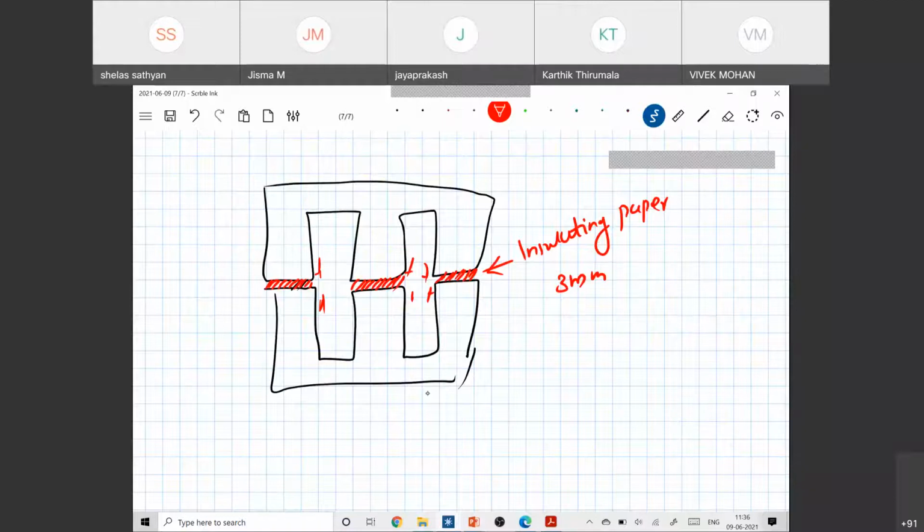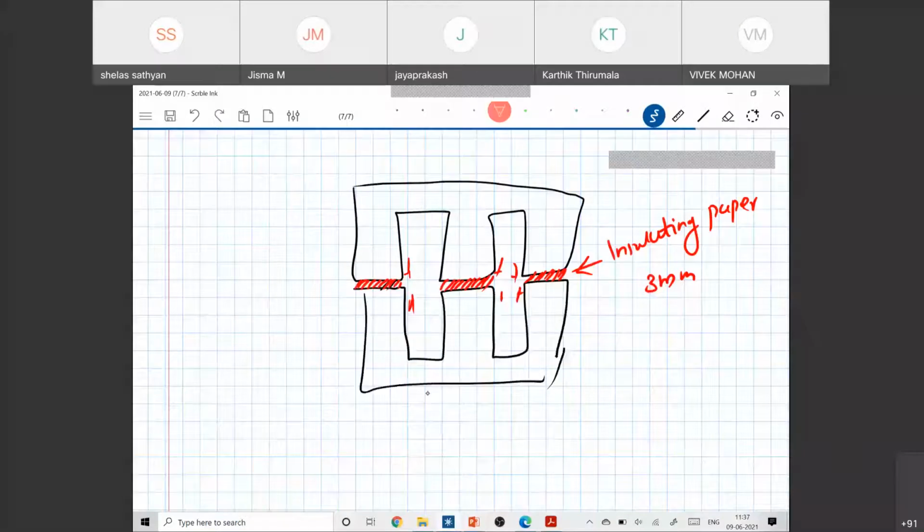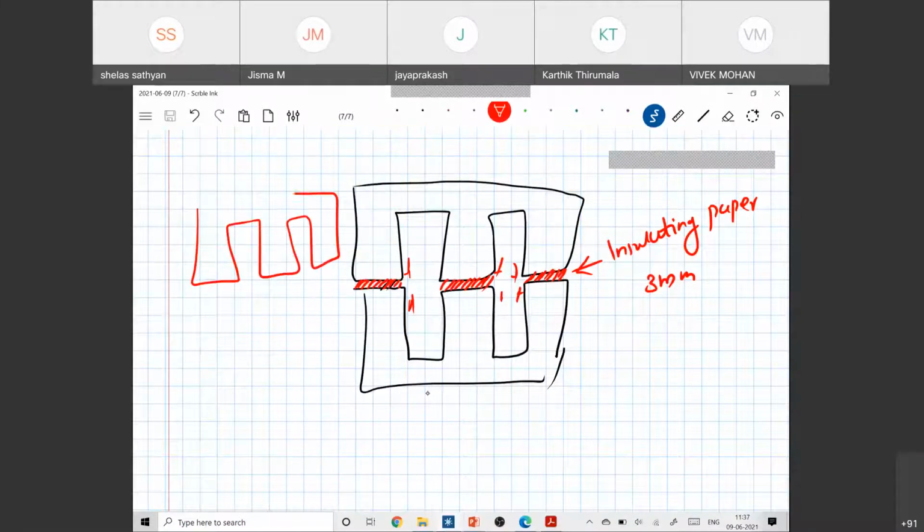That is one method. If you have an ungapped core, first of all, I forgot to tell, manufacturers sell cores in two categories. One is gapped core and another is ungapped core. So when you are using an ungapped core, that means without an air gap, you can pack the core very tightly.